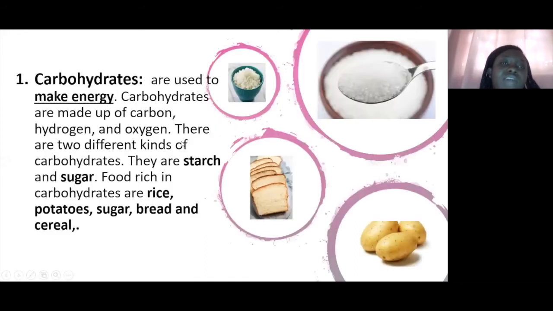Okay, so let's look at our first nutrient. Okay, and our first nutrient is going to be carbohydrates, right? Or you may commonly know it as carbs. Okay, you hear the nutritionists, you hear the people who are into fitness, they'll talk about these things called carbs. Okay, so carbs are used to make energy. Okay, carbs are our most important source of energy.